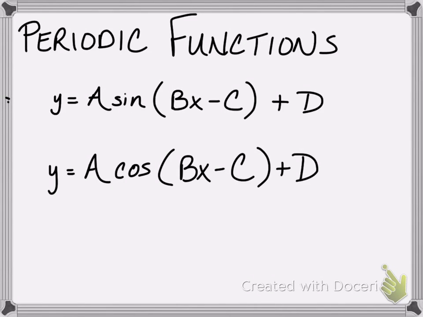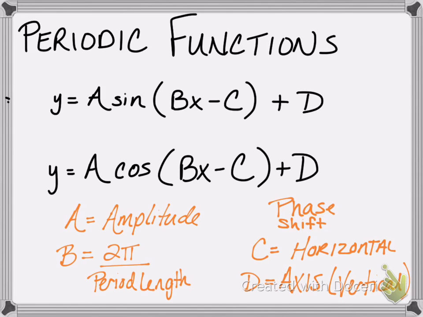Alright guys, we're going to be talking about periodic functions. Two periodic functions: A sine(bx minus c) plus d, or A times cosine(b times (x minus c)) plus d. A is the amplitude, b is equal to 2 pi divided by the period length. The phase shift includes two things: c, which is the horizontal shift, and d, which is the vertical shift. I refer to d as the axis.